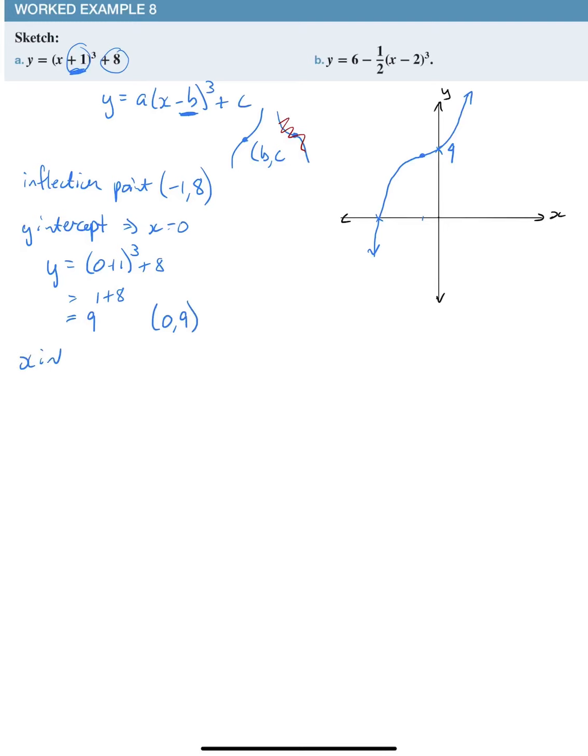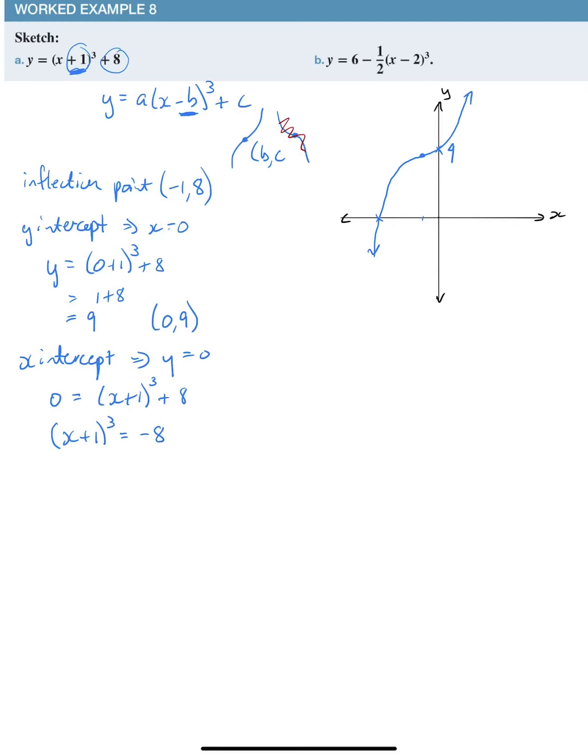My x-intercept, again, the x-intercept is where y equals 0. So I substitute 0 into my equation. 0 equals (x plus 1) to the power 3 plus 8. Take 8 from both sides, and I'm going to swap the sides. So (x plus 1) cubed equals negative 8.